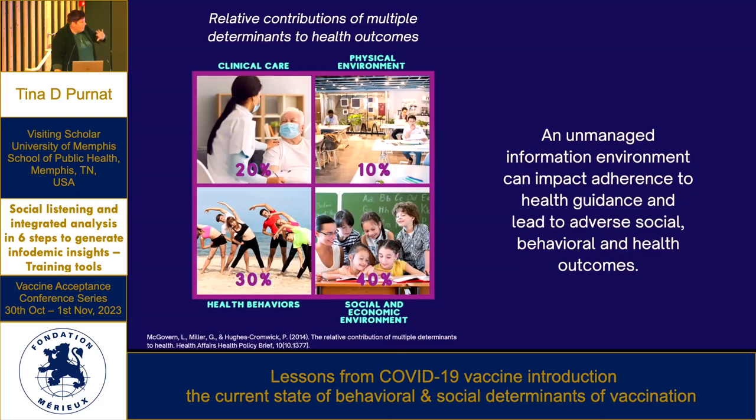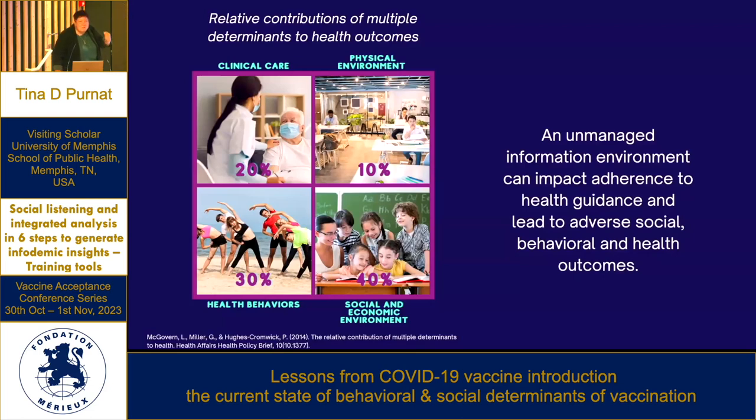Those of you who work in health promotion or social determinants of health will know this very common graphic that shows the relative contributions of different determinants of health to health outcomes. On the bottom, you'll see health behaviors and socioeconomic environment as predominant contributors. What I would argue is that the modern information environment, especially over the last 10, 15 years, directly or indirectly impacts all of these.